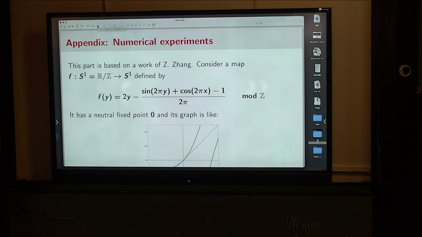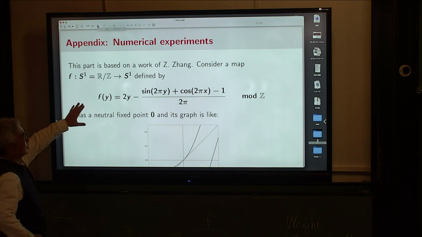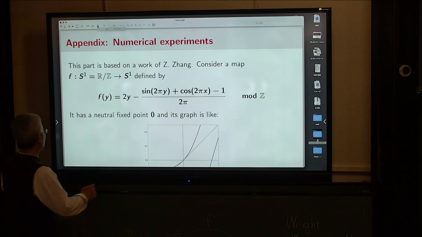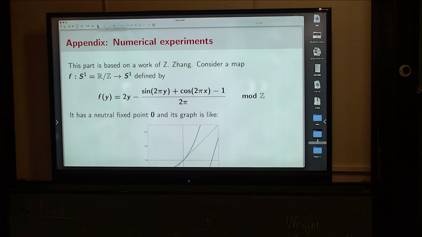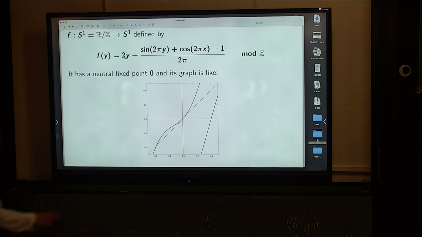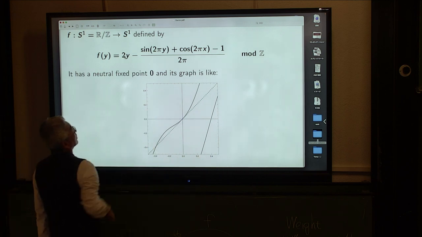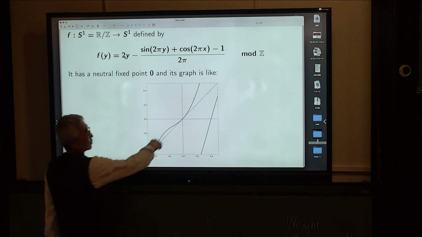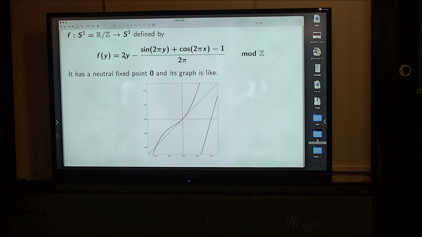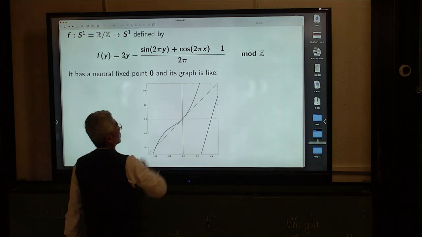So, let us consider a circle map. This is degree 2, so that it has a neutral fixed point, like this. This is a graph of this map. It is degree two, so it goes around twice. And there's a neutral fixed point here.